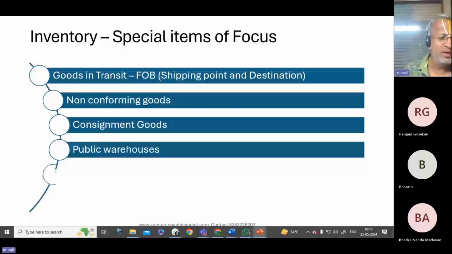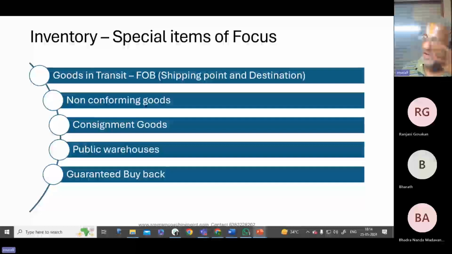I hope that these points are clear. Then guaranteed buyback. What do you mean by guaranteed buyback?